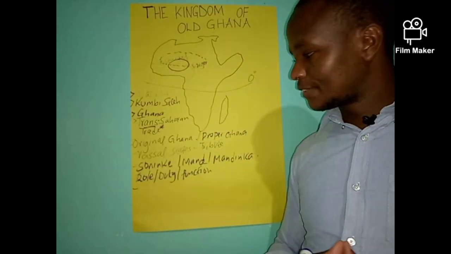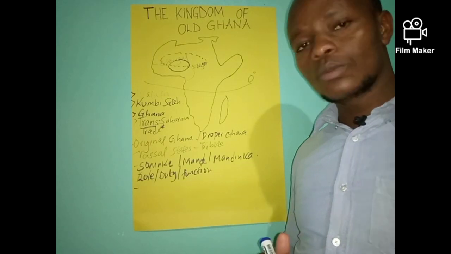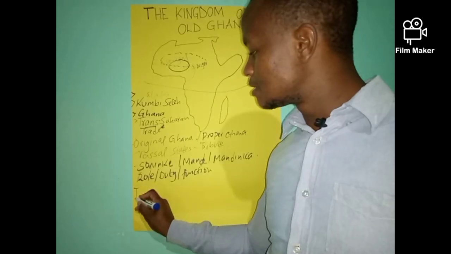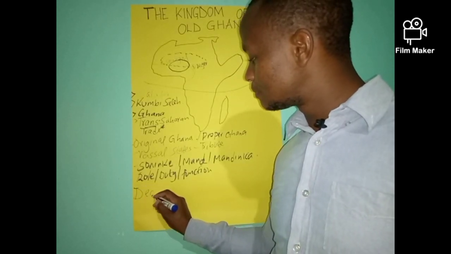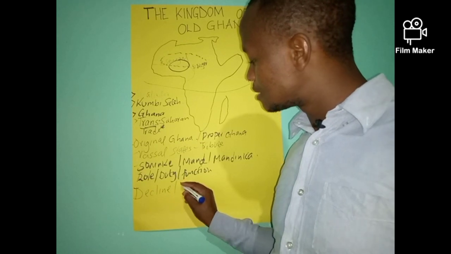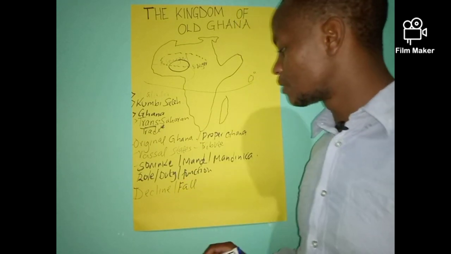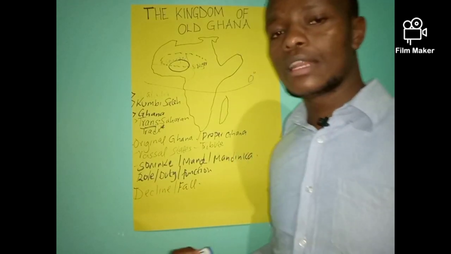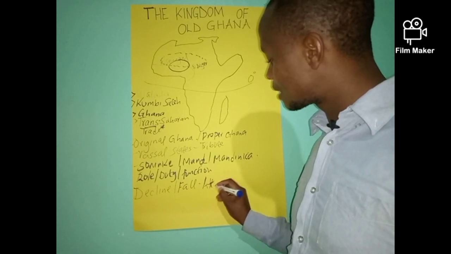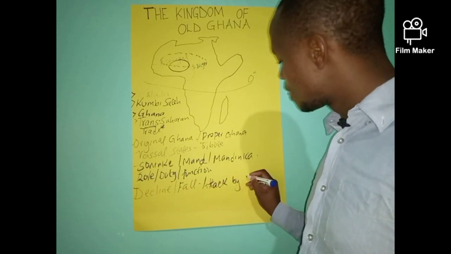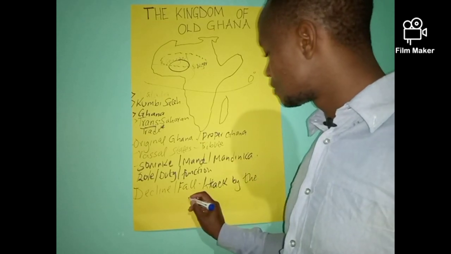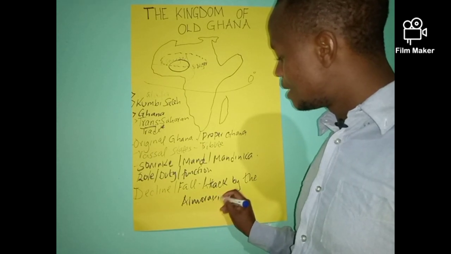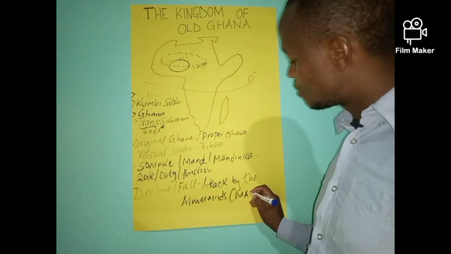Therefore, after discussing these roles, what is the other important thing? It is to identify the main reason for the decline. A decline is also called a fall of the kingdom. The main reason as to why the kingdom declined is because of the attack by the Almoravids. This was the main reason why the kingdom declined.